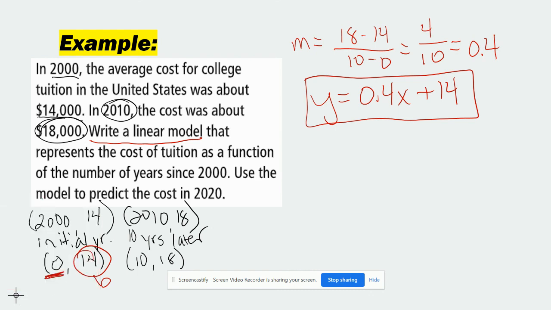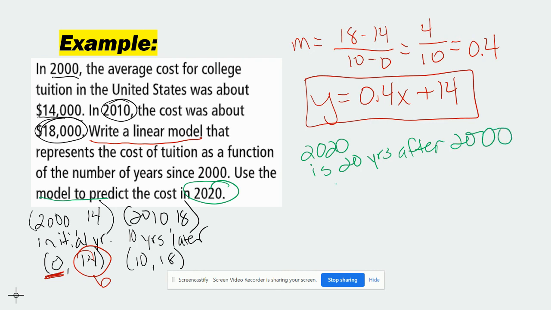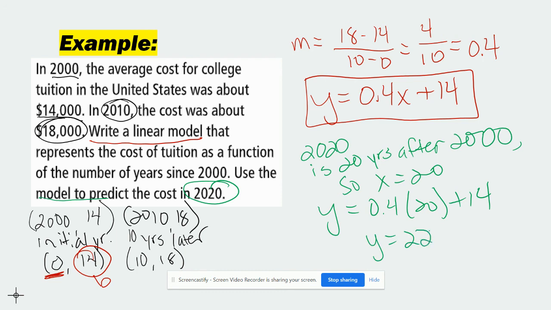Then it asks us to use this model to predict the cost in 2020. So 2020 is 20 years after the year 2000. So x is 20. y equals 0.4 times 20 plus 14. Plop that in the calculator. And we get 22. And remember, we know that that's 22,000 because we defined the units earlier.